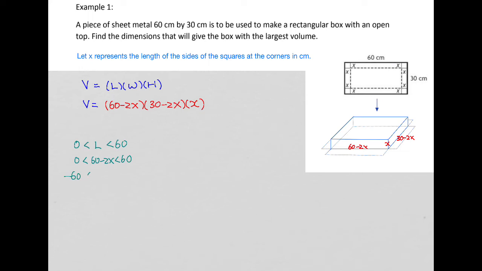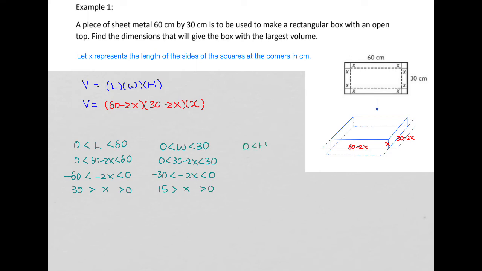Subtract 60 on all the intervals and divide by -2 to isolate for x. But when you divide by -2, the inequality sign switches. Likewise, let's do it for the width. Subtract 30 on all the intervals and divide by -2, once again, the inequality sign switches.